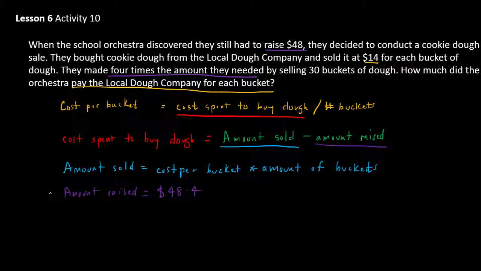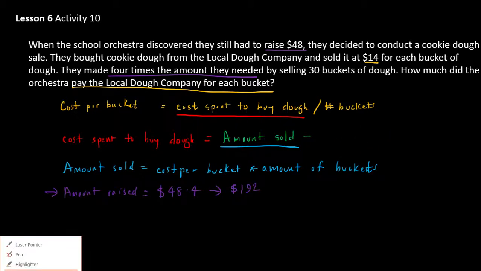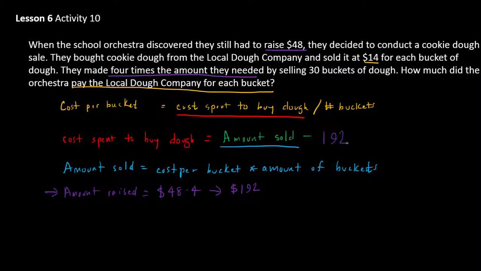Okay, so starting from here, let's work our way out of this. So, if they needed to raise $48 and raised 4 times that, we take 48 times 4 to get 192. So 192 is going to be our amount raised. So I'm going to erase this, and I'm just going to write in 192. Now what about amount sold?